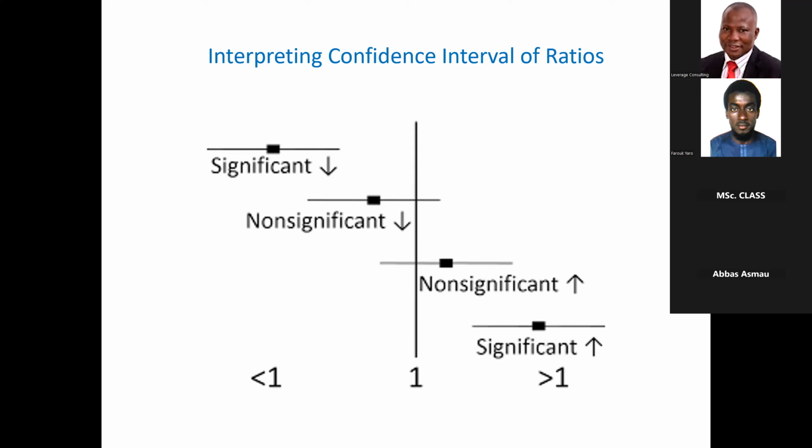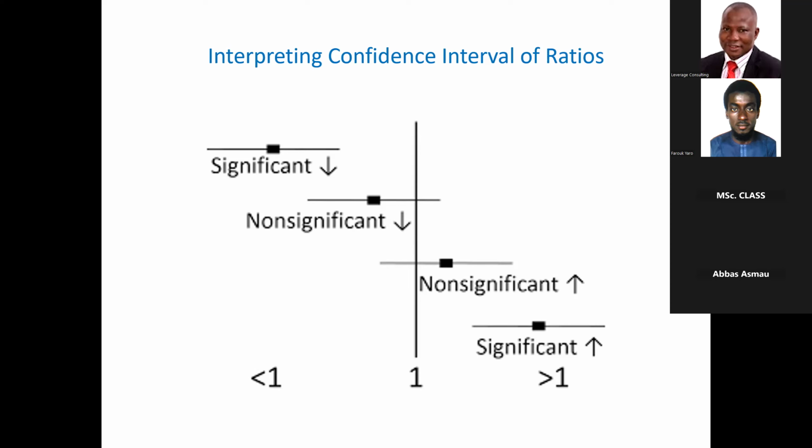If the range starts from 0 point something to 0 point something, it does not reach 1, it's significant. If it starts anywhere after 1, it can be 34, it can be 3, any figure, and it will end somewhere after 1, it is significant. When it starts from 0 point something and ends anywhere after 1, it is not significant. So is it clear now?